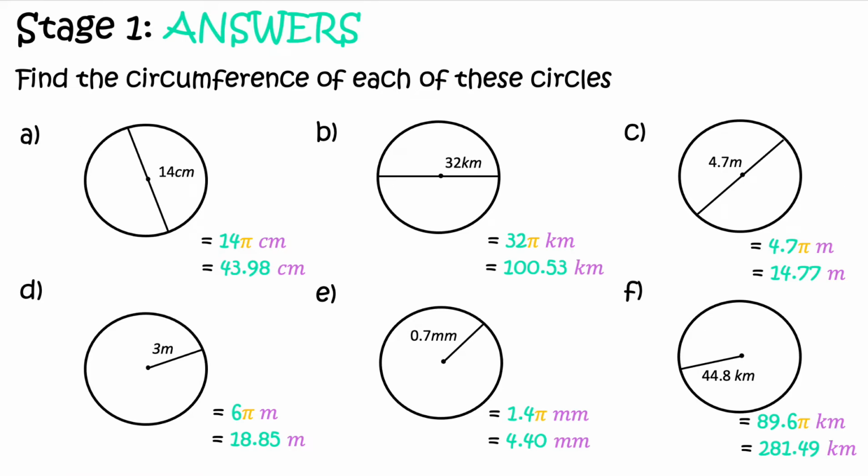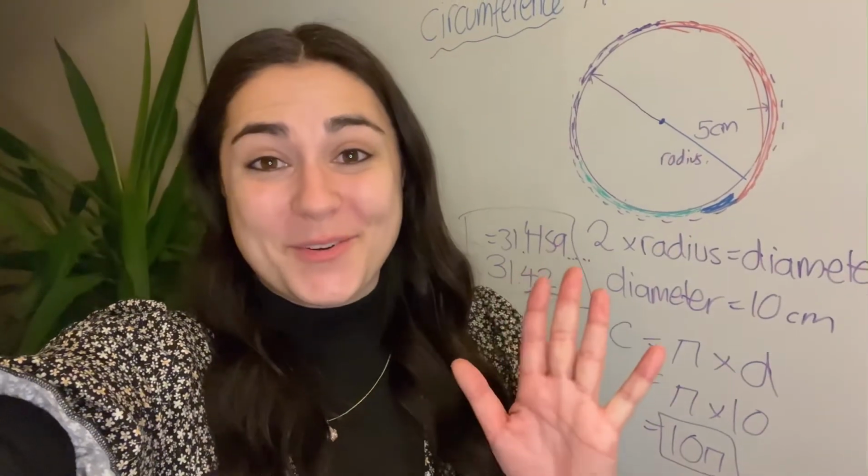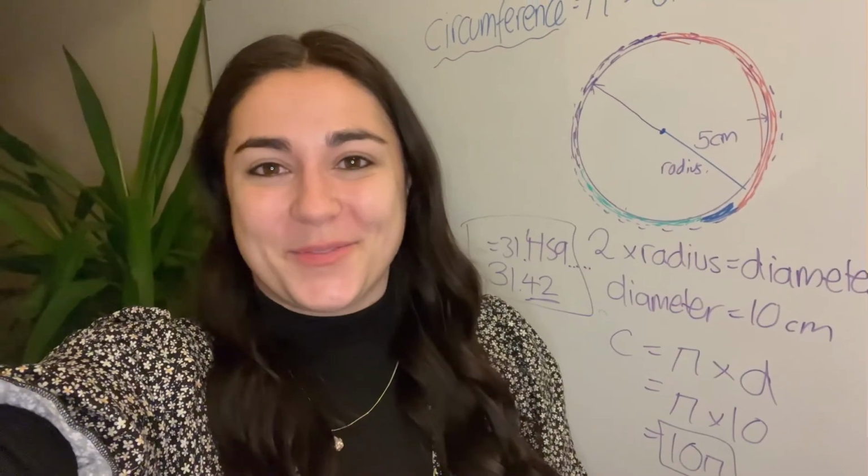And here we've got your answers. Hopefully you got them all right. If you didn't, leave a comment below and let me know and I can maybe help you out. Just remember that whatever units you're given in the question are the units that you want to answer in. So hopefully you notice that some are in centimetres, some are in kilometres. So hopefully you're feeling pretty confident with finding the circumference of a circle.